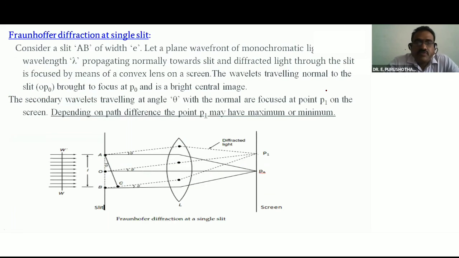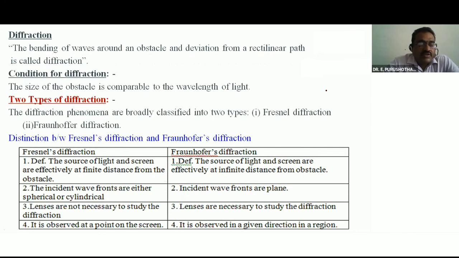Last point: Fresnel's diffraction is observed at a point on the screen. In Fraunhofer diffraction, we can observe in a given direction, in a particular region. The bright fringes and dark fringes can be observed in a particular region. That is Fraunhofer's diffraction.